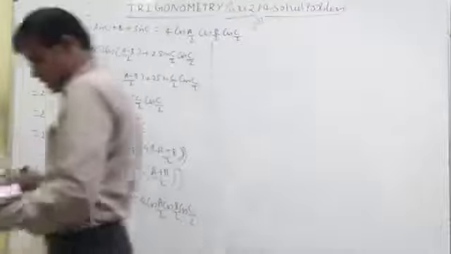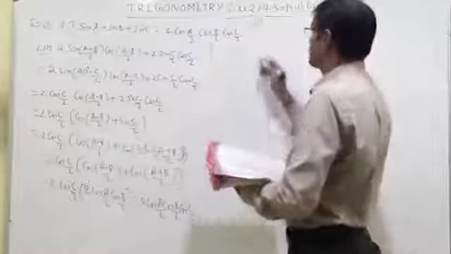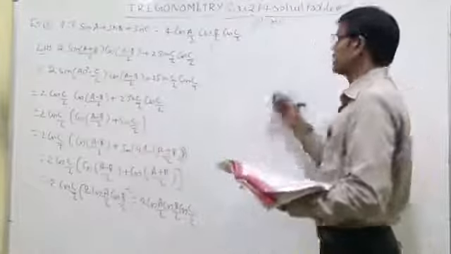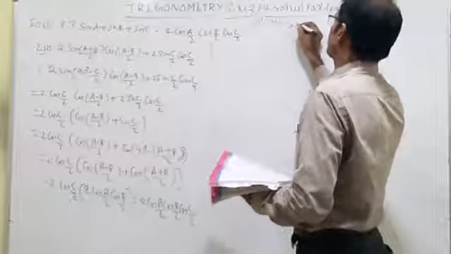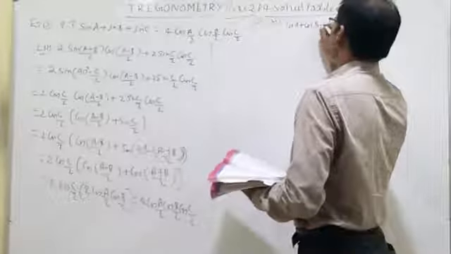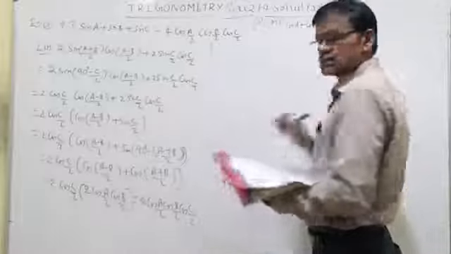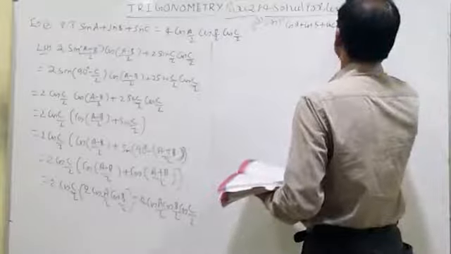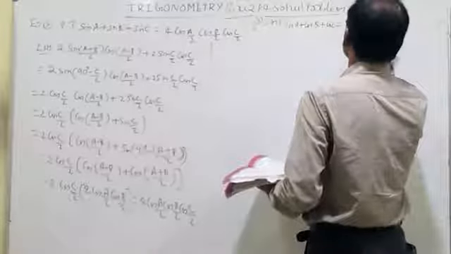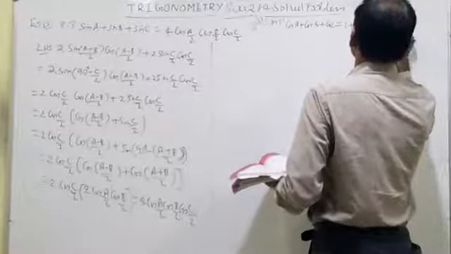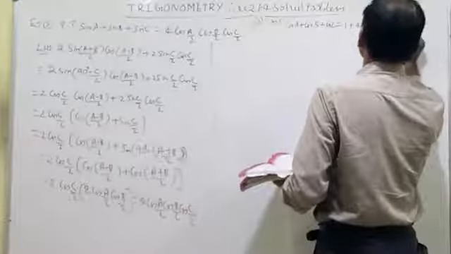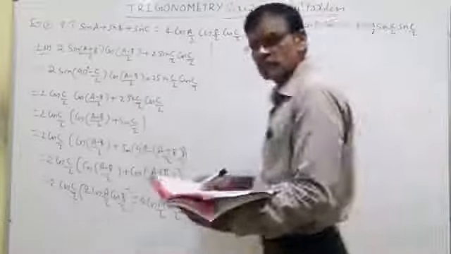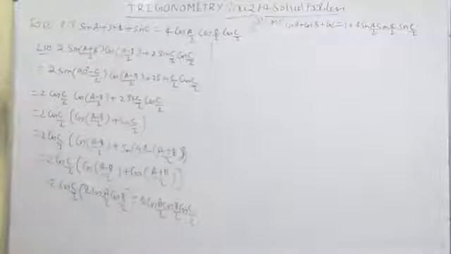Now the third bit, second question. This is somewhat important, because in the properties of triangles chapter you will face the same question. Cos A plus cos B plus cos C is equal to 1 plus 4 sin A by 2 sin B by 2 sin C by 2.